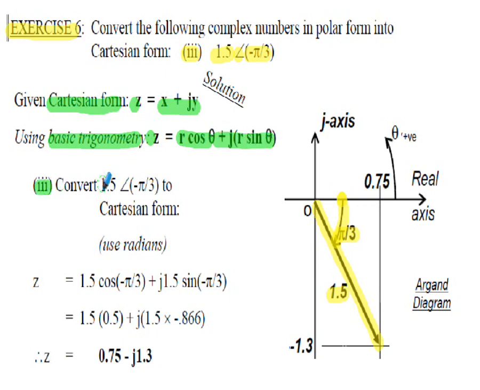In part 3, the r is 1.5 and the theta, the argument, is negative pi upon 3. If you're using radians, don't forget to put your calculator in radians mode in this particular case. So z is equal to 1.5 multiplied by the cos of negative pi upon 3 plus j 1.5 sine of negative pi upon 3. So if you calculate in radians mode, you'll find that z is equal to 0.75 minus j1.3. So on the Argand diagram, we get on the real axis 0.75 and on the imaginary axis negative 1.3. That defines our complex number in Cartesian form.